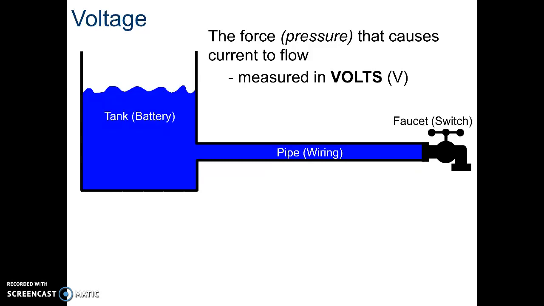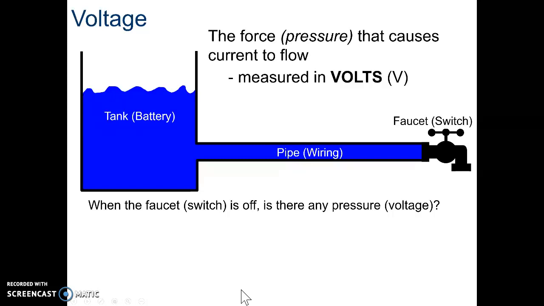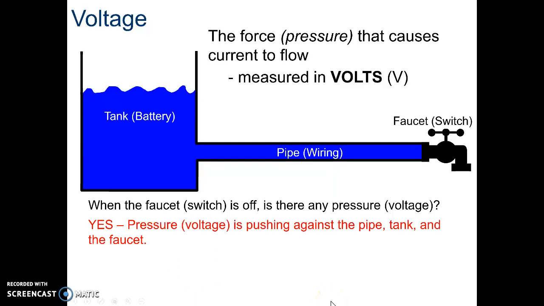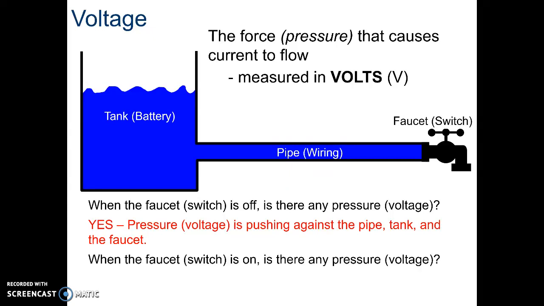So now we're going to look at voltage. Voltage is the force or the pressure that causes the current to flow. It's measured in volts. When the faucet is off, is there pressure at the switch? Yes, there's still pressure pushing against the pipe and the tank and the faucet. So even though it's not open, there's still voltage.